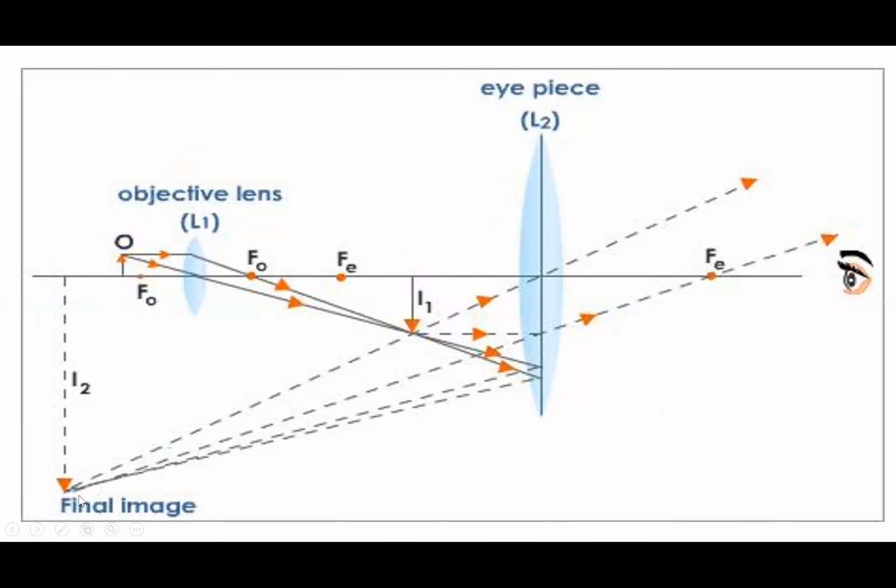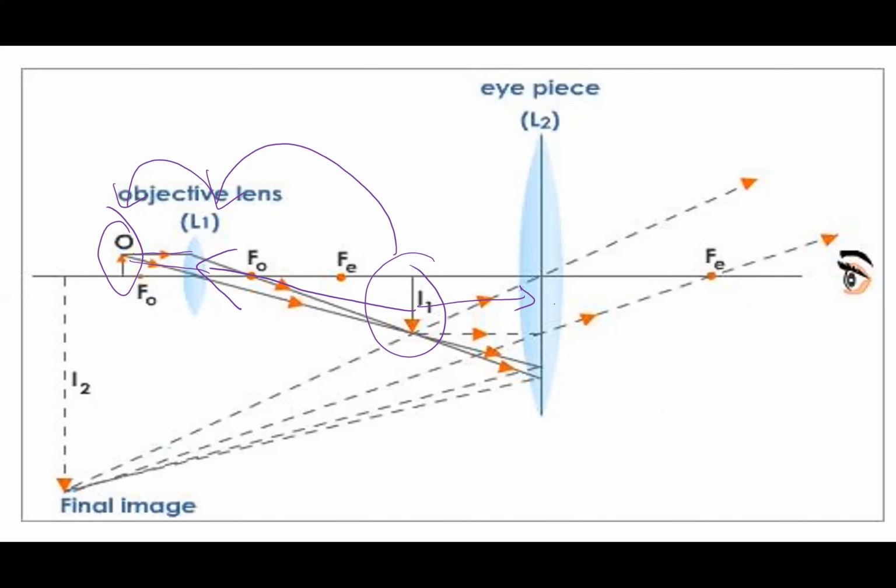Now, this is the object. When the ray passes through the lens, this image will be formed by the objective lens for this object. This works as an image for the objective lens, and works as an object for the eyepiece.